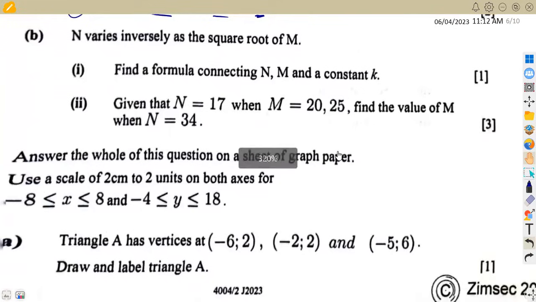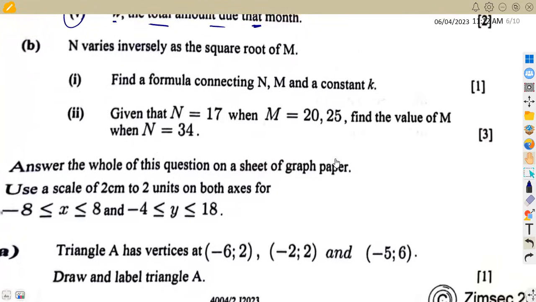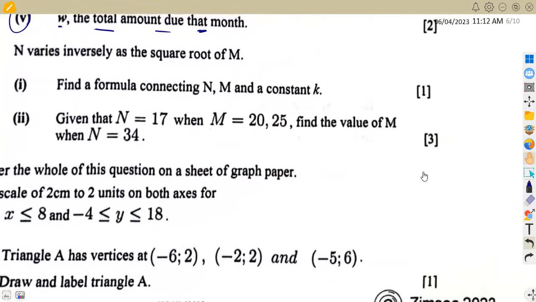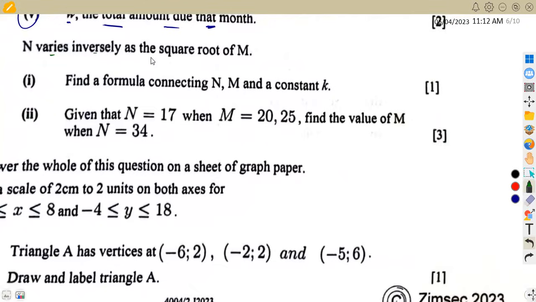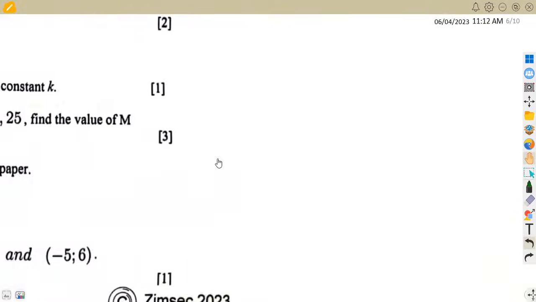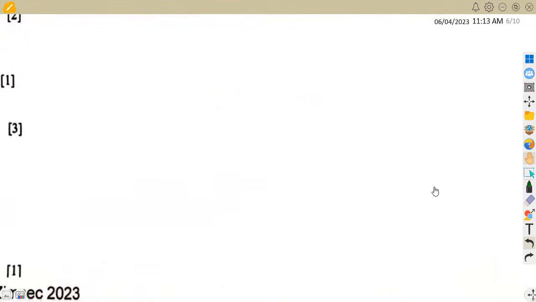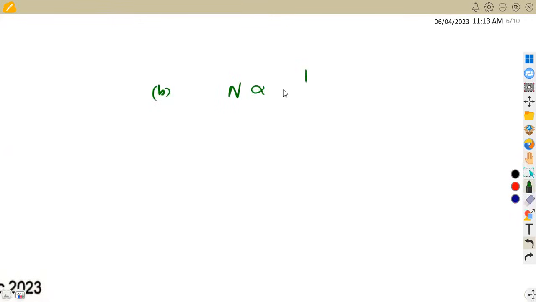All right. Then the B part was a variation. They wanted variation on this question paper, as you can see. The B part was a variation, but this time an inverse variation. We are given that N varies inversely as the square root of M. That means N is going to be written this way. They were told that N varies inversely, that is 1 over the square root of M.